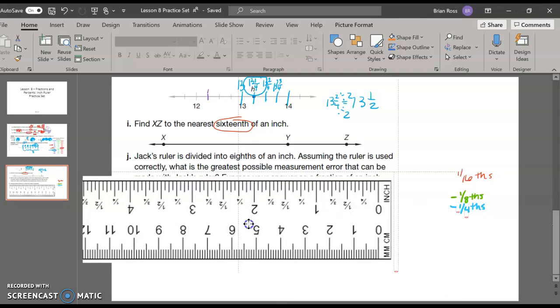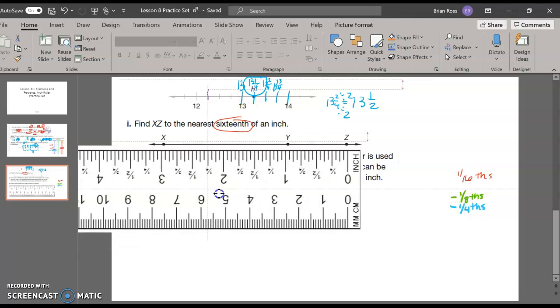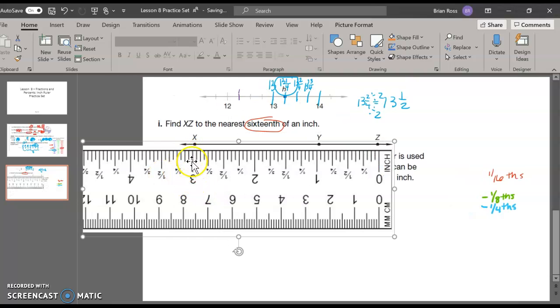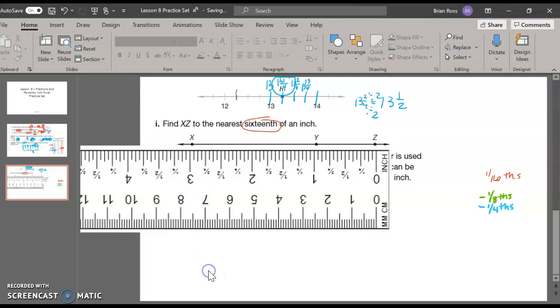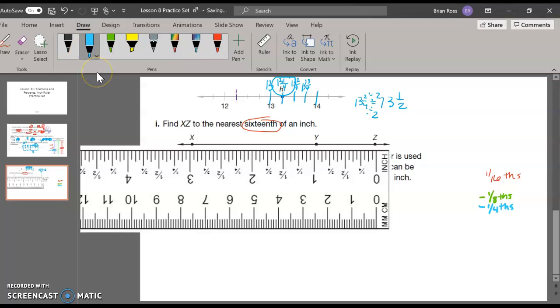So I've grabbed it, and I need to know XZ. So I'm going to put my, since I have it flipped, I'm going to put my 0 on Z. And you can see that it actually looks like it goes almost to 3 inches. So let me unclick that and see if I can write on this. So it goes to, let's say here, let's say to this one right here. So we have 1 inch, 2 inch, and then all of these are 16ths. So it would be 2 and 15 16ths.